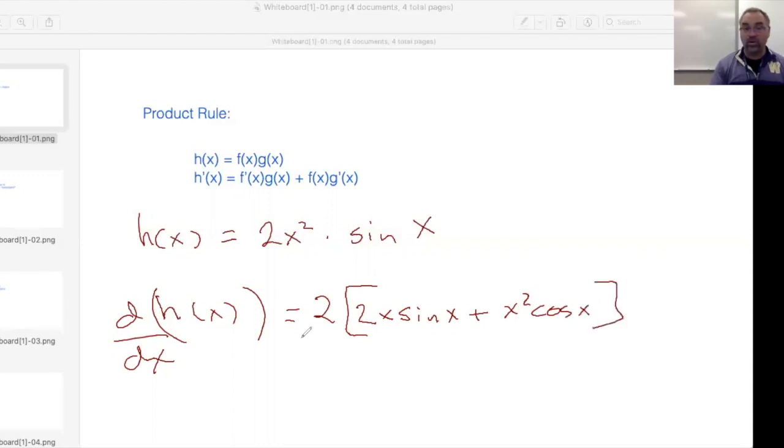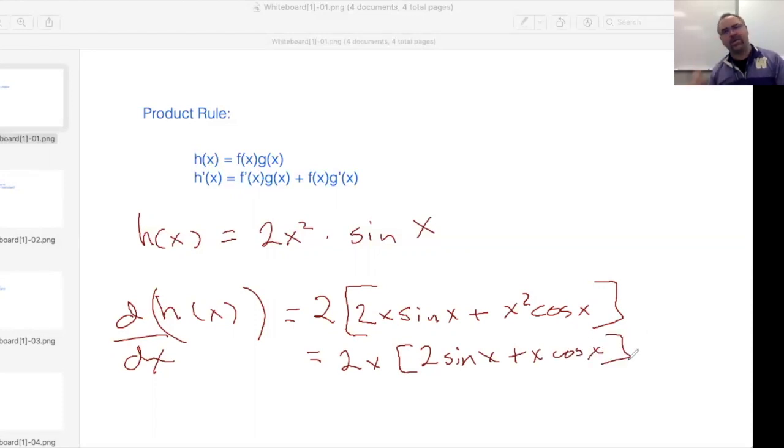And like all good calculus students, we're going to want to simplify this as best we can. In this particular case, there's not a lot we can do. We could bring out maybe a 2x or an x and leave us at 2x times the quantity 2 sine of x plus x cosine of x. That's about as simplified as this is going to get, without doing anything weird. We don't want to do anything weird anyway. So there you go. Product rule, quick and easy.